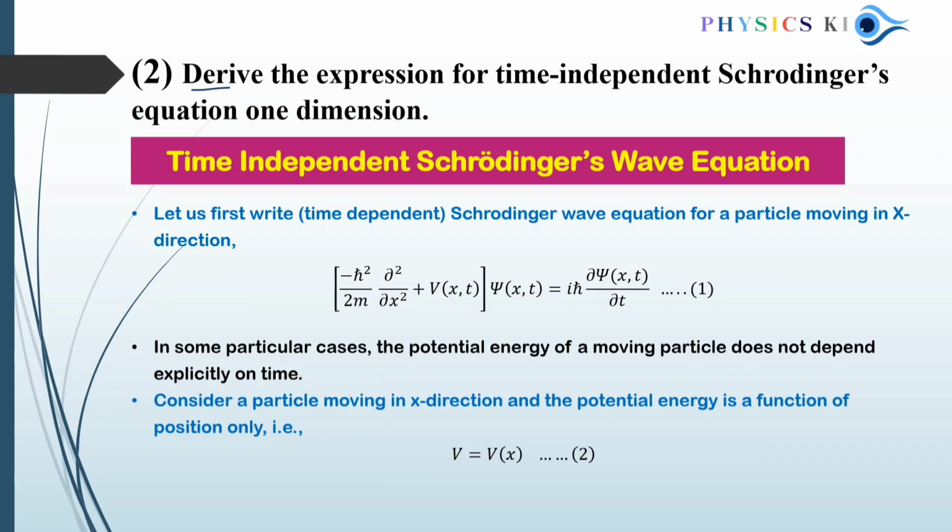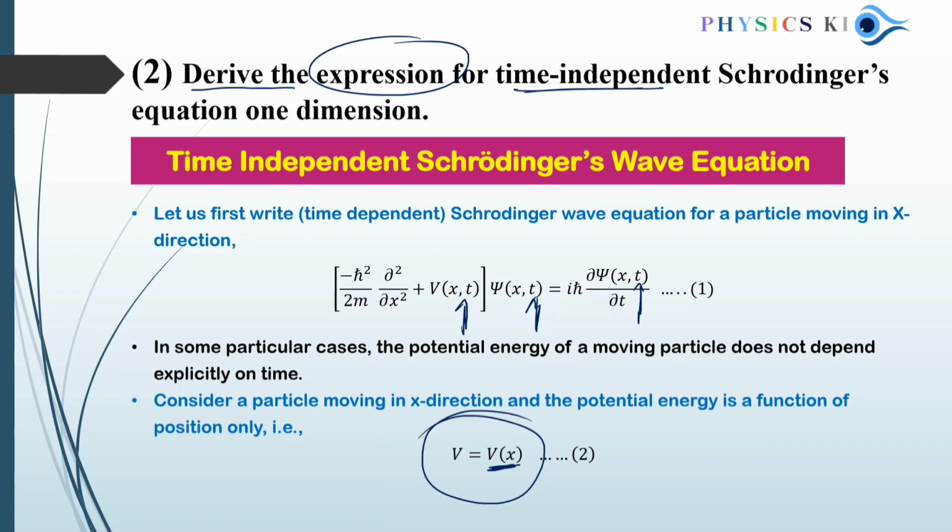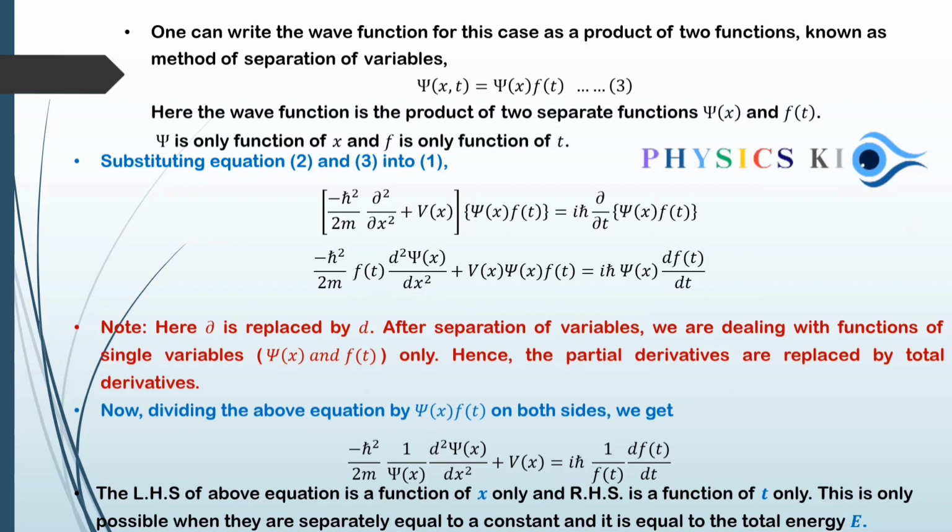Our second important question is: derive the expression for the time-independent equation. So this is your time-dependent equation. Just try to remove this t. Got the idea? For that, consider that your potential only depends on x, not t. Now consider the wave function psi of x,t, which is not the same function; we can write it as psi of x and f of t. There is another, different function which depends on t, and we try to remove this f of t. Got the idea? So what is our idea?